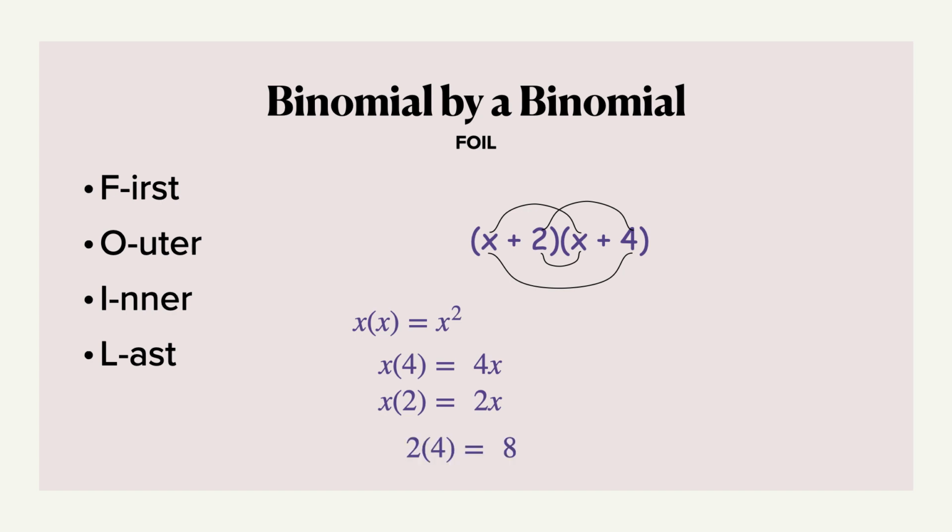And also notice that when I wrote each one of them down, I wrote them down vertically, and I didn't write them right under each other. I kind of staggered them because if you notice, the middle two, the outer and the inner, are like terms. So I have here x squared plus 4x plus 2x, which is 6x plus 8.